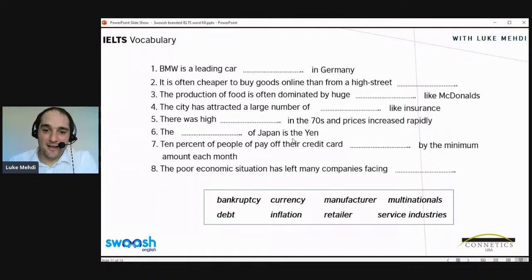So we've got 8 words here, all to do with the economy or business. Can you complete these sentences using those words? And as you choose a word, don't be shy. Just pop a comment in the comments box and we'll see how well you guys do.